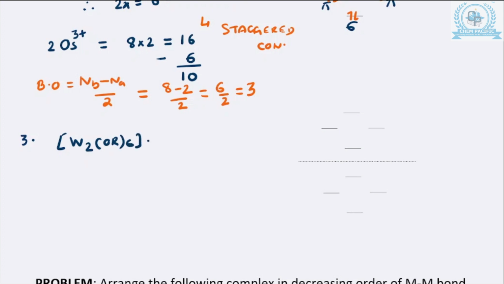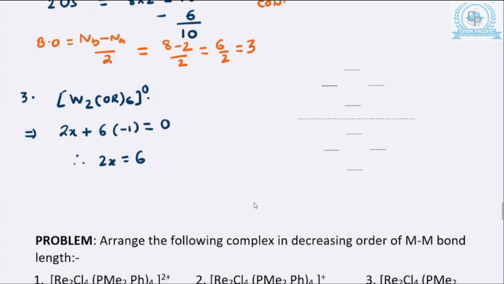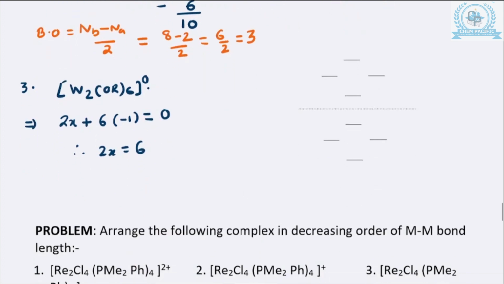Clear? Again, you are having two tungstens, so each is having oxidation state x, therefore 2x. So OR is having the valency -1. There are 6 OR, therefore I took 6 times -1, and overall this is neutral, so this is 0. Therefore 2x is equal to 6. What does that mean? It means the total electrons of tungsten should have been how many?